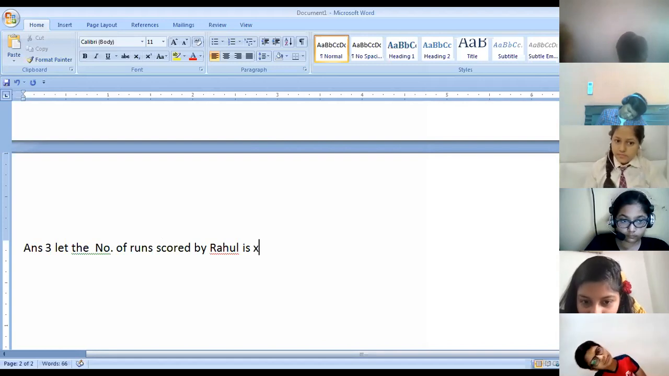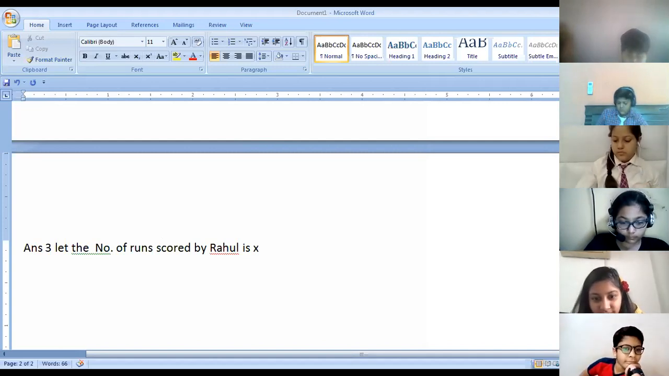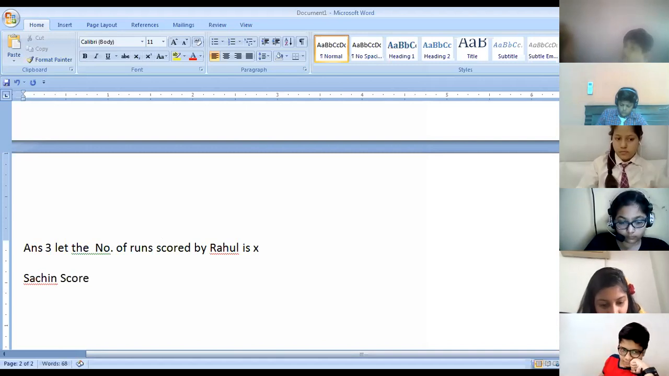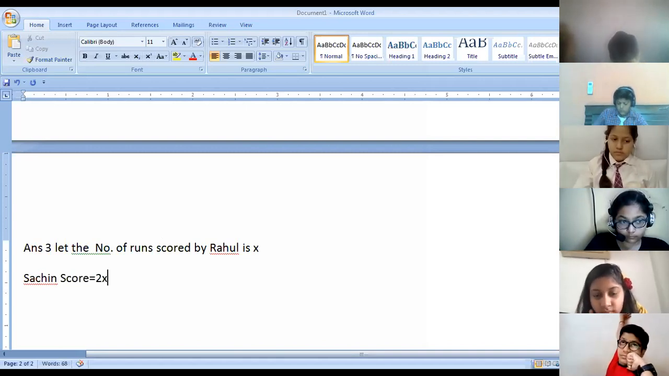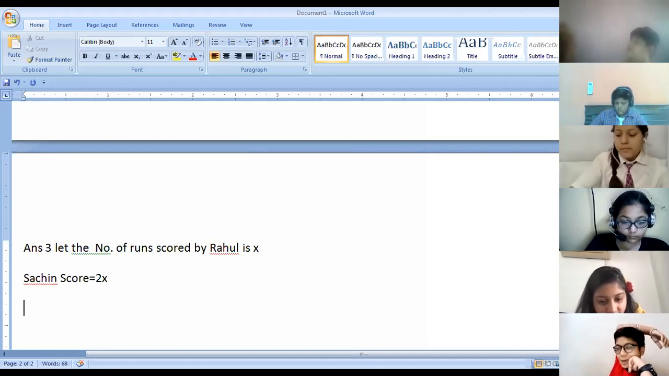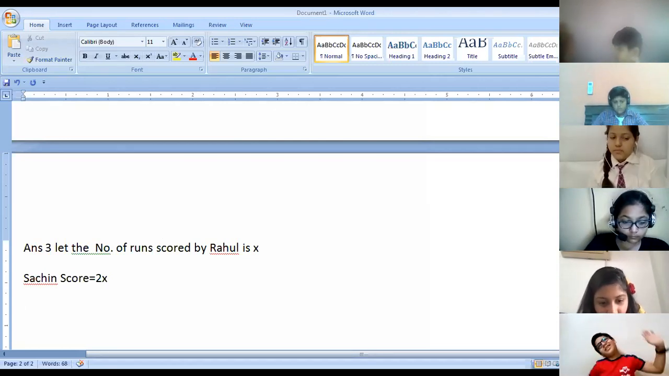Okay, now they are saying Sachin has scored twice the runs of Rahul. So Sachin's score will be 2x. Yes, 2x, correct. Now they are asking about together. What do you mean by together here? Together their runs.